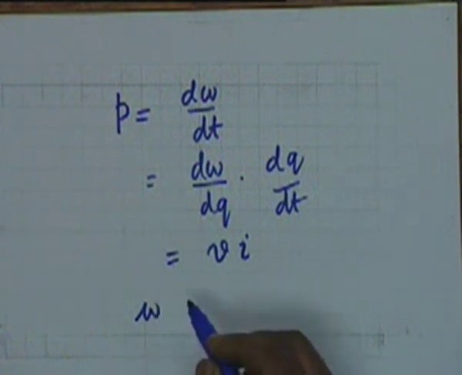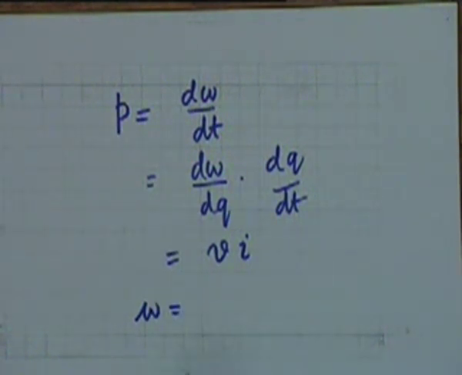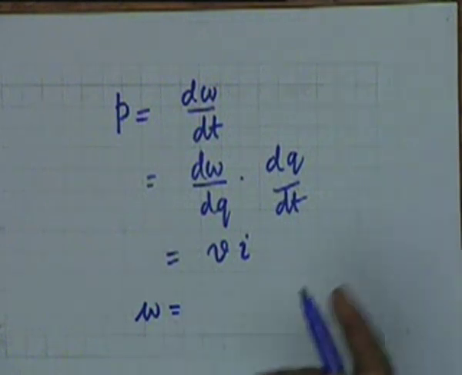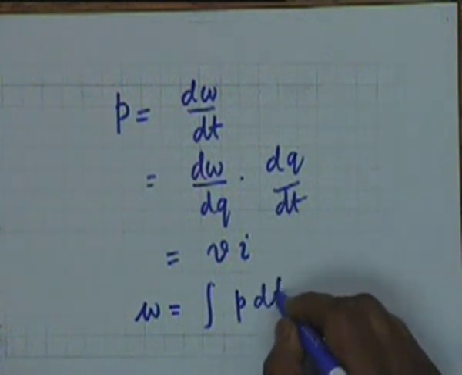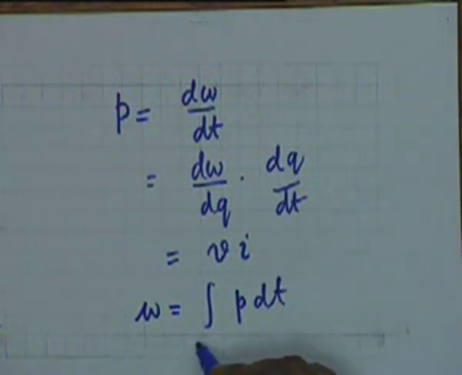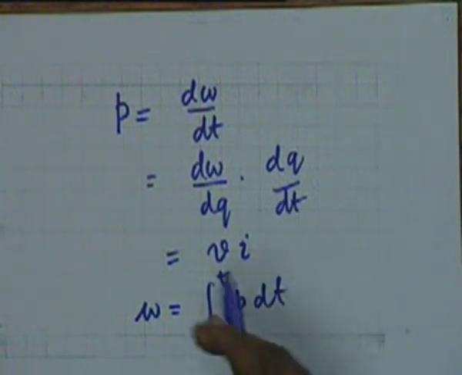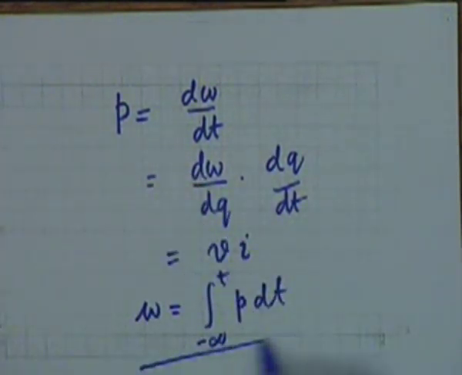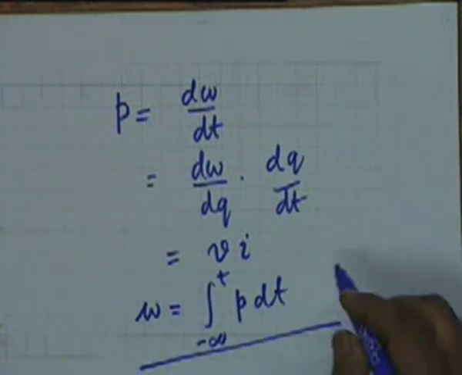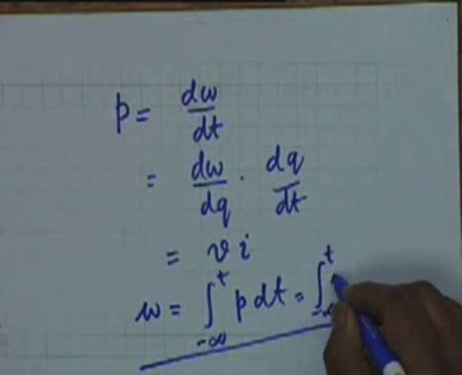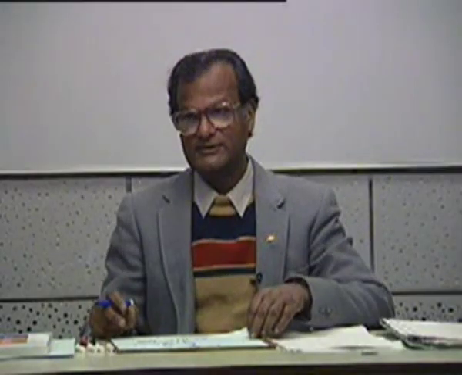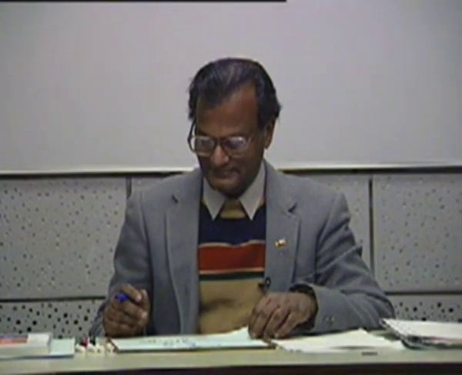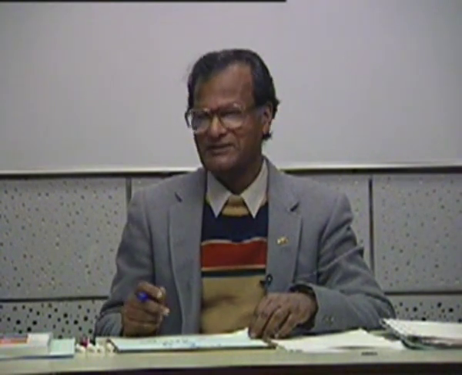And if you want the energy W, energy by definition, power by definition is the rate of doing work. P is dW/dt. So energy must be the integral of P dt, let us say from minus infinity to t. If you start at minus infinity to t, this is the total energy consumed by an electrical circuit, and this can be written as the integral from minus infinity to t of Vi dt. So why do we start at minus infinity? Should it not be 0? Why do you start at minus infinity?